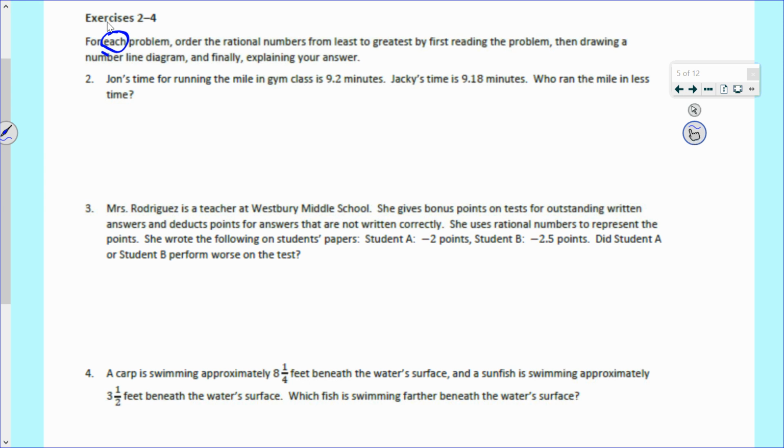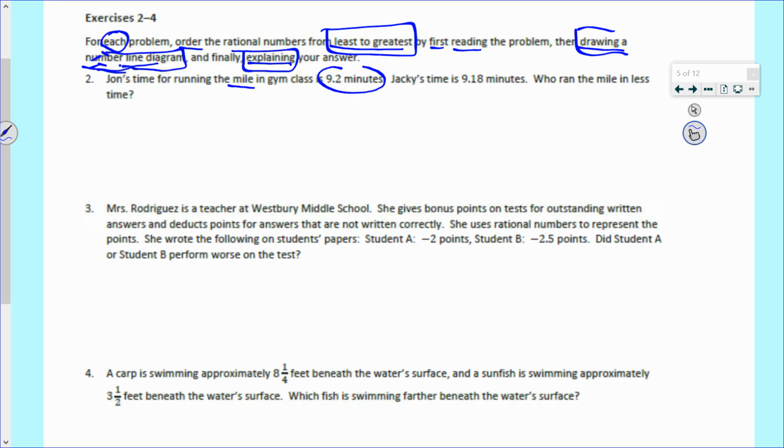Okay, for each problem, order the rational numbers from least to greatest by first reading the problem, then drawing a number line diagram, and finally explaining your answer. So we really have a few things we need to make sure of. We have to order them, least to greatest, draw a number line, and explain. John's time for running the mile in gym class is 9.2 minutes. Jackie's time is 9.18 minutes. Who ran in less time? So that's really our big question.